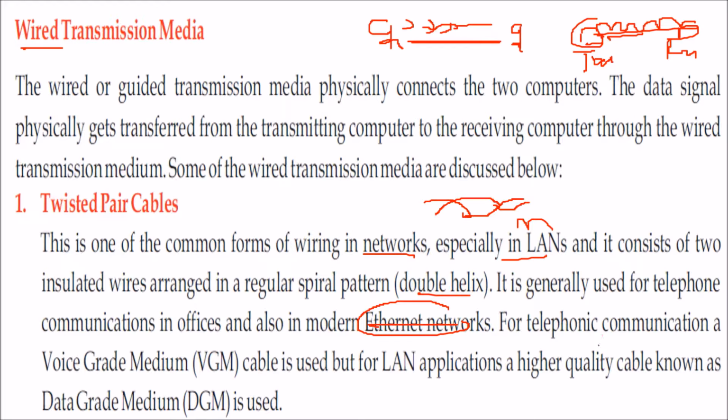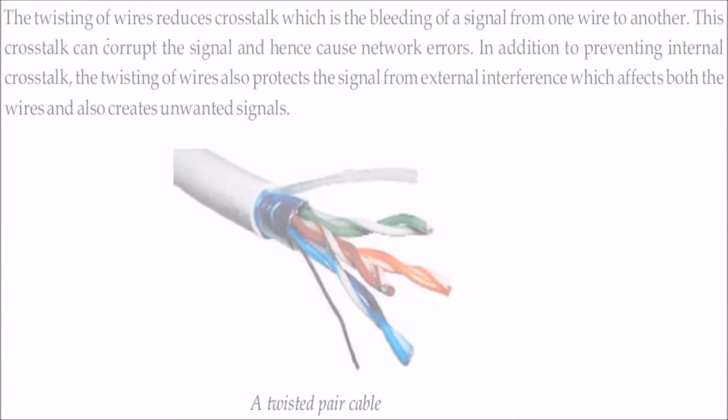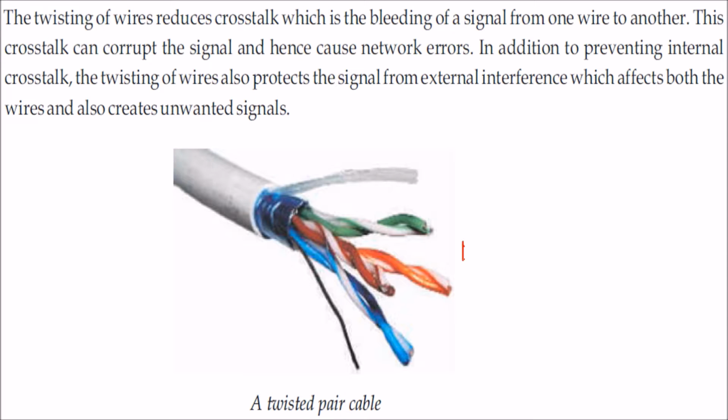For telephonic communication, we have VGM cable. So there are different types of twisted pair. For telephonic communication, we have VGM, the voice grade medium cable. But for LAN applications, because we need higher quality cable, we use data grade medium, DGM. This is the figure, or this is how the twisted pair looks.